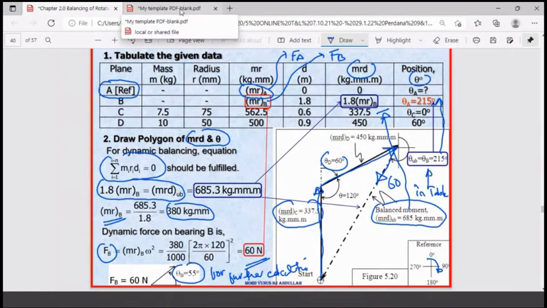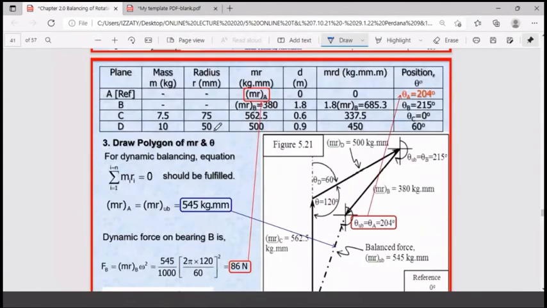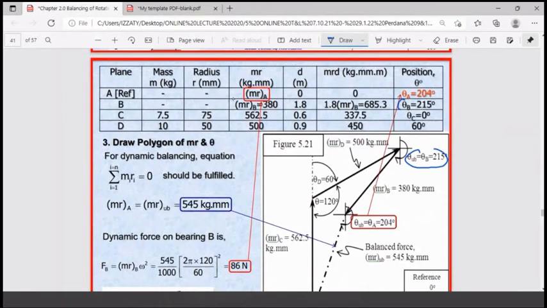So the next thing will be calculating the forces on the bearing, of course. The completion of the table now will be here. So you put 215 here, this one 0, this one 60. Then you have only one unknown. This one is already completed, so you move to MR versus theta. And this is your boundary condition.